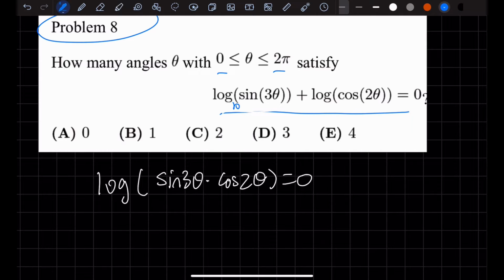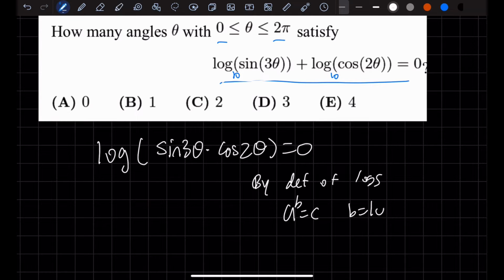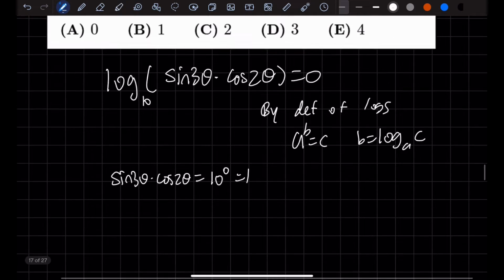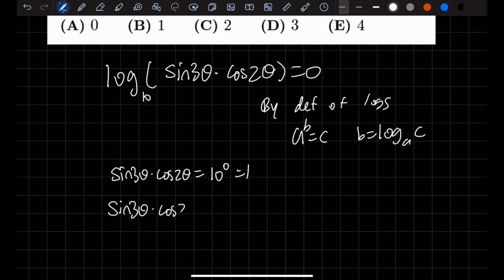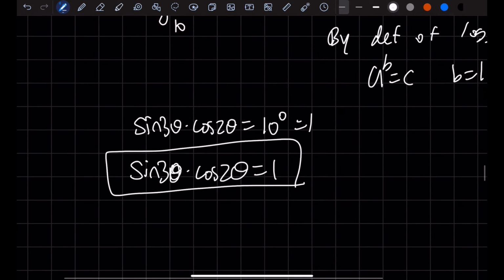Because these logs all share a common base, we could do this. And we know by definition of logs, a^b equals c means b equals log_a c. So here, this would be sine of 3 theta times cosine of 2 theta equals 10 to the power of 0, which is 1. So we know sine of 3 theta times cosine of 2 theta has to be equal to 1. So when is this true? When does theta satisfy this expression?